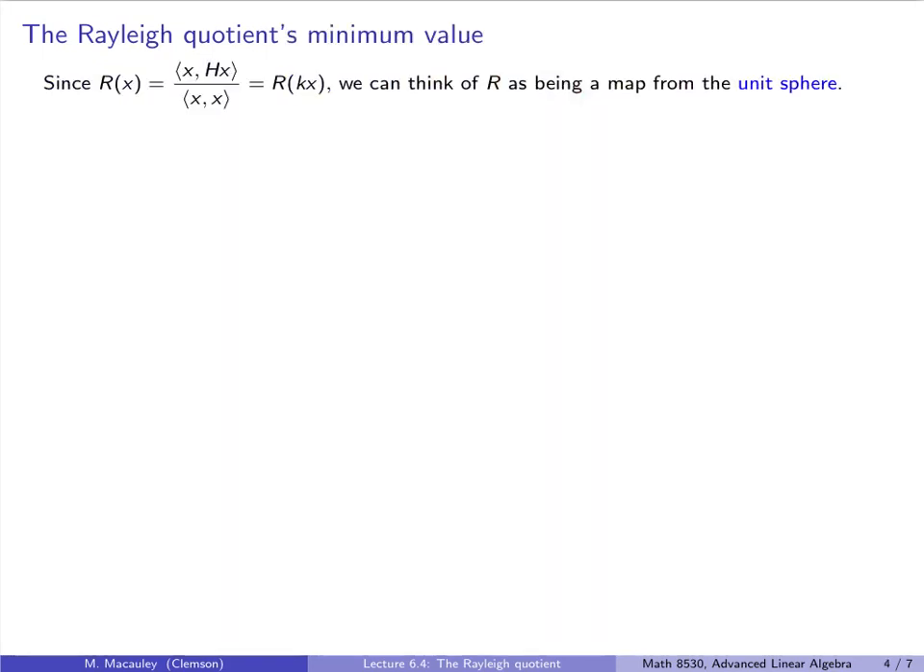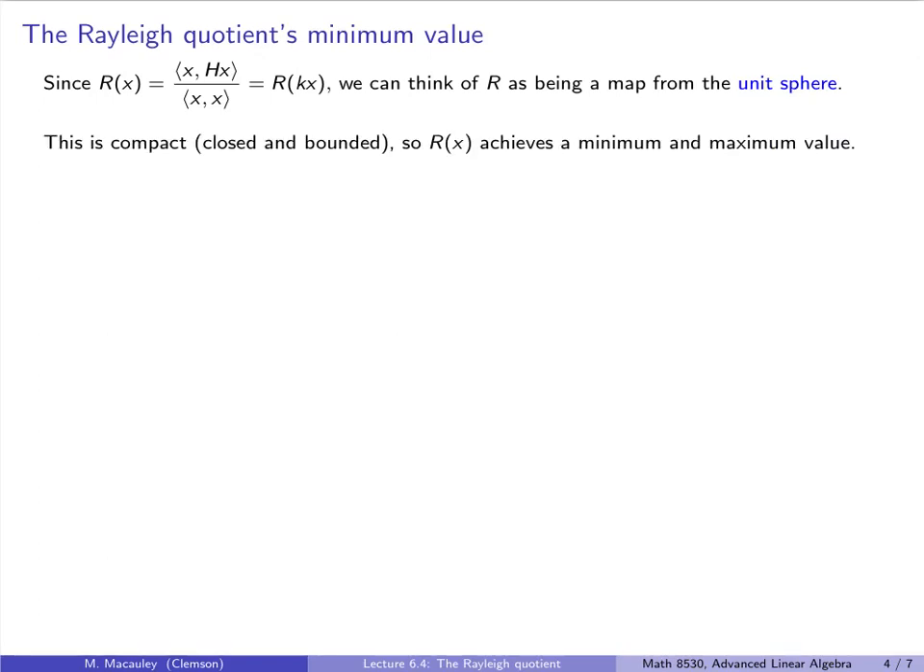Let me reiterate something I said earlier, that since the Rayleigh quotient ignores the scaling factor of x, we can think of R as being a map from the unit sphere. Since x is finite dimensional, the unit sphere is compact. If you haven't taken real analysis and haven't seen this word, don't worry about it. Just think that it's closed and bounded, and it's a fundamental property of continuous functions, of which the Rayleigh quotient is. Not going to prove that, but it's at least believable that they achieve their minimum and maximum values on a compact set.